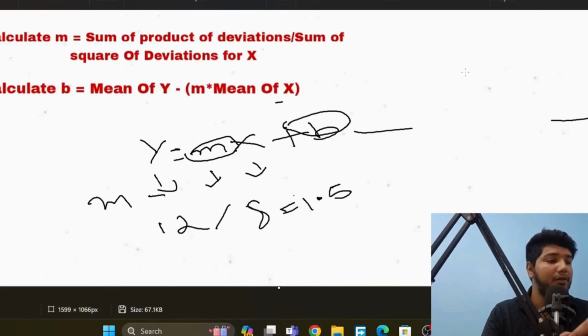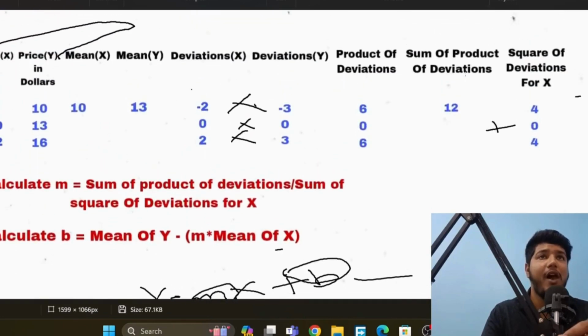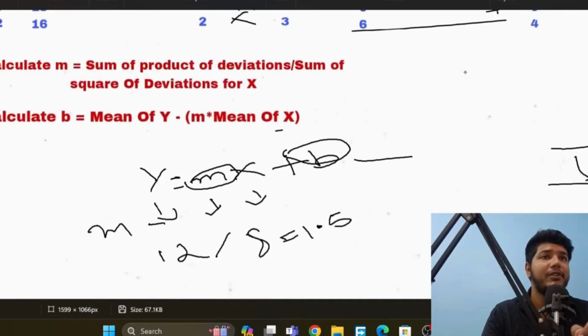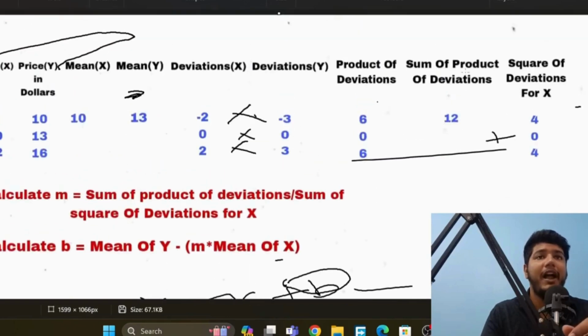Okay. Now we will calculate b. b is equal to mean of y minus m into mean of x. So what is mean of y? So this is mean of y, which is 13, and m is 1.5, which we have calculated here. We have to multiply it with mean of x, which is 10. So let's do it.